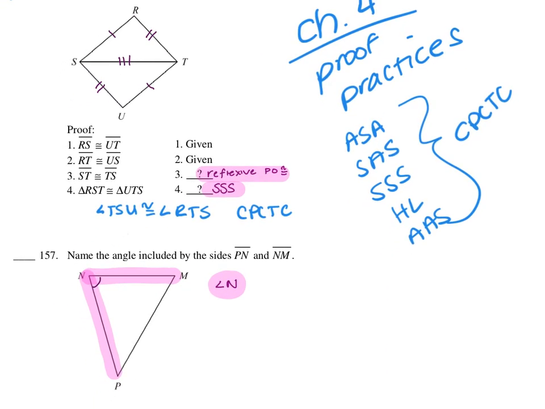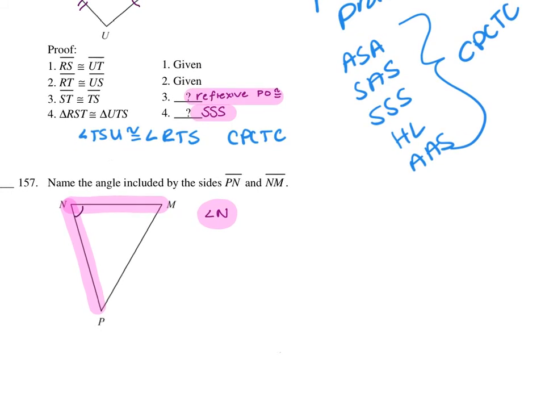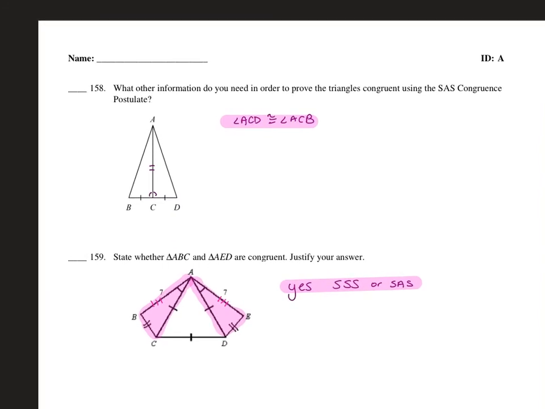157, which one is included? That's angle N. 158, what other information do you need to prove? Same thing for 158, you would need to know the additional angles are congruent.